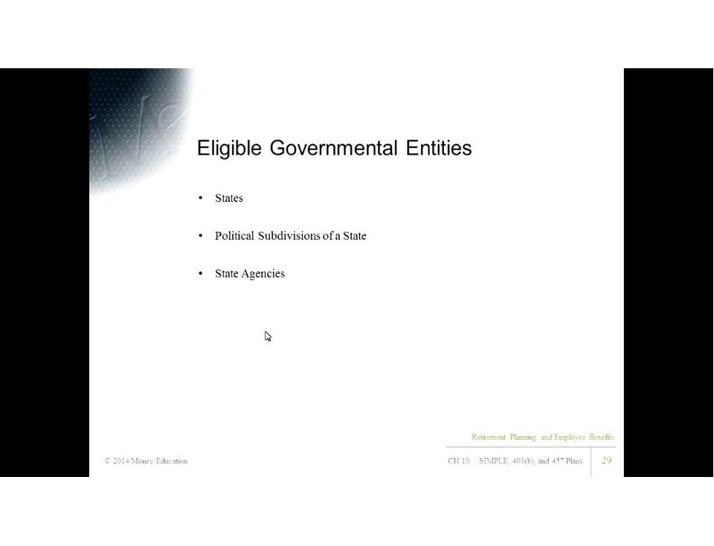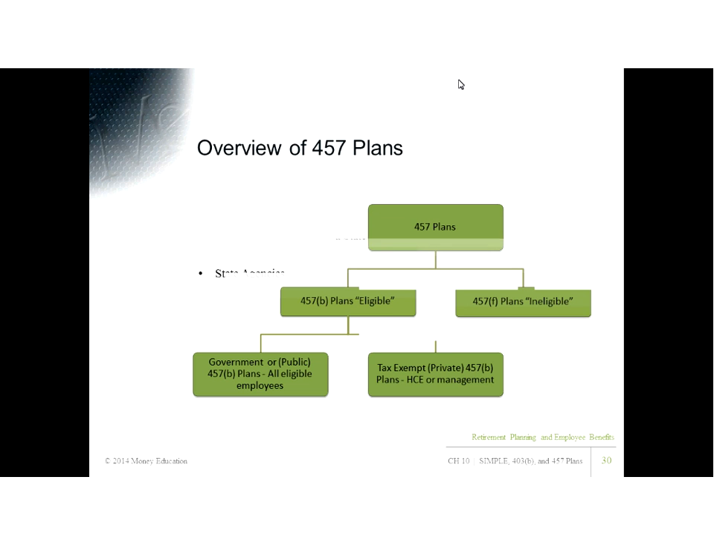Eligible government entities: states, political subdivisions of the state, and state agencies. William Paterson would be considered a state agency. So here are 457 plans. 457 plans are either eligible or ineligible.